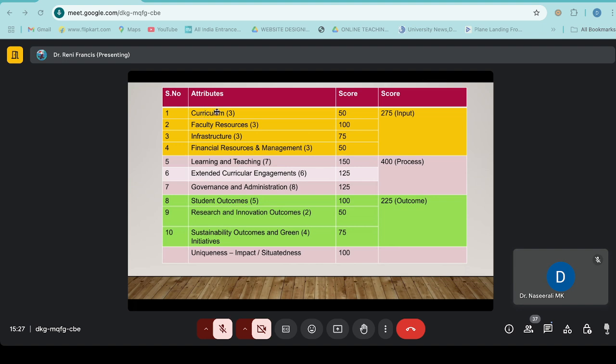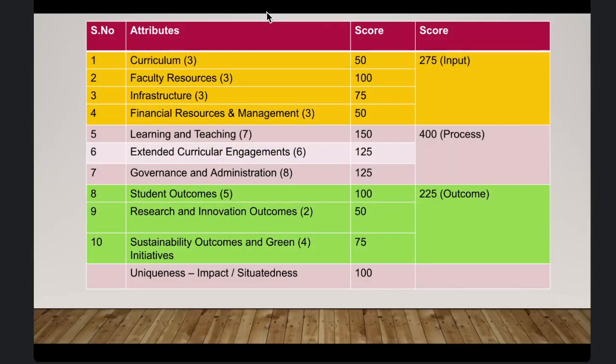So attributes are what the name changed to from criterion, and there are 10 attributes that we are talking about. The first, second, third, and fourth are the input attributes. It carries 275 marks, that is, the score is 275, and each of the attributes has a number of marks allocated to it. Okay, so you have curriculum as one of the attributes. What does that mean? Curriculum is an input, which means that you will infuse or input the curriculum into the process of your education, which will give you the desired result.